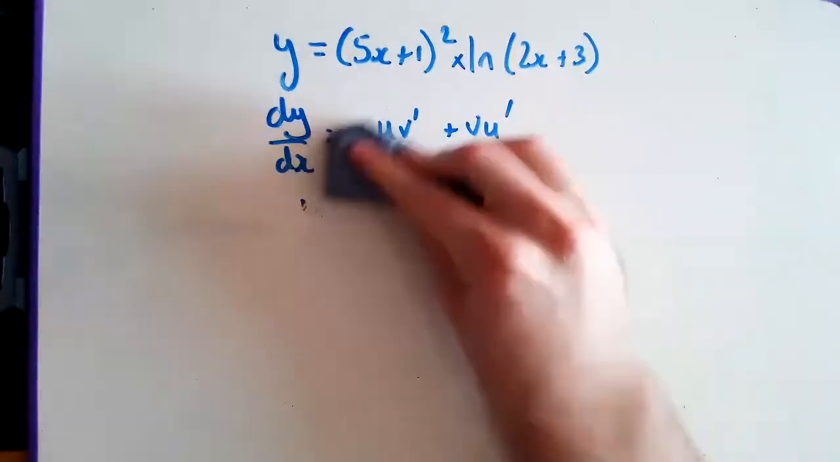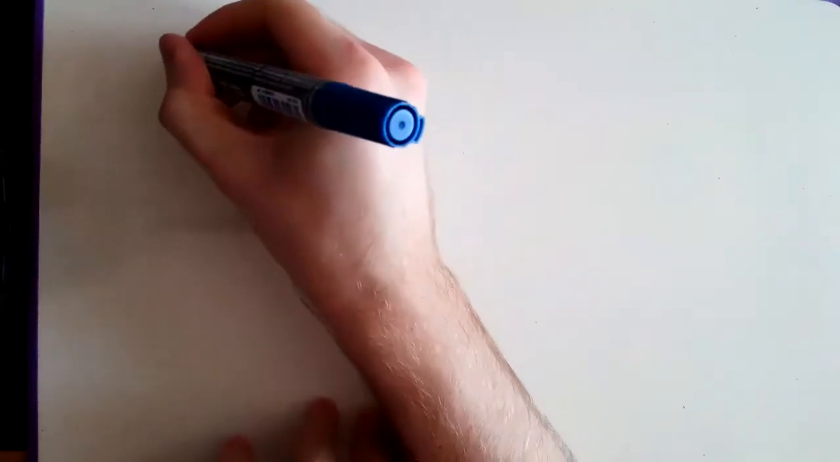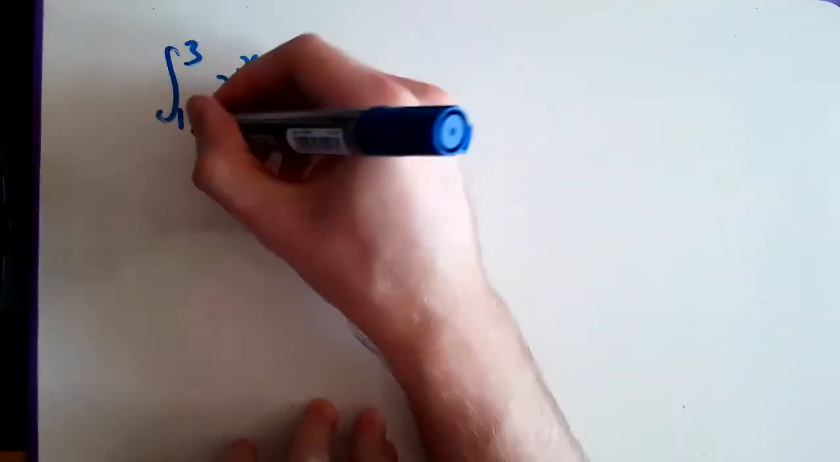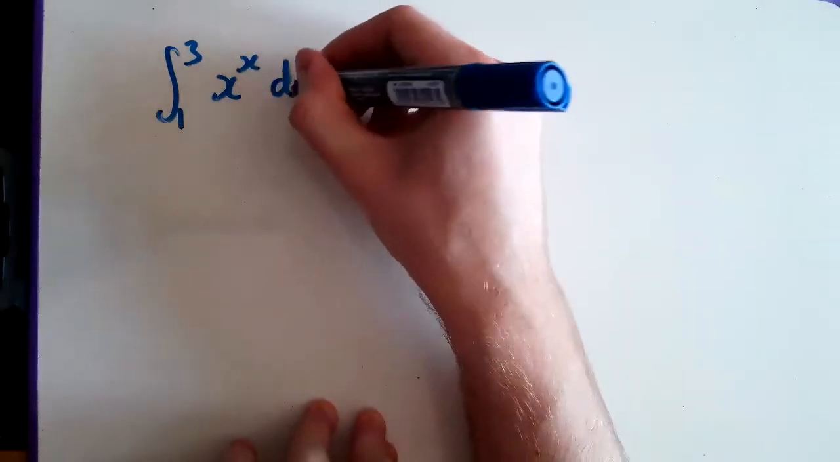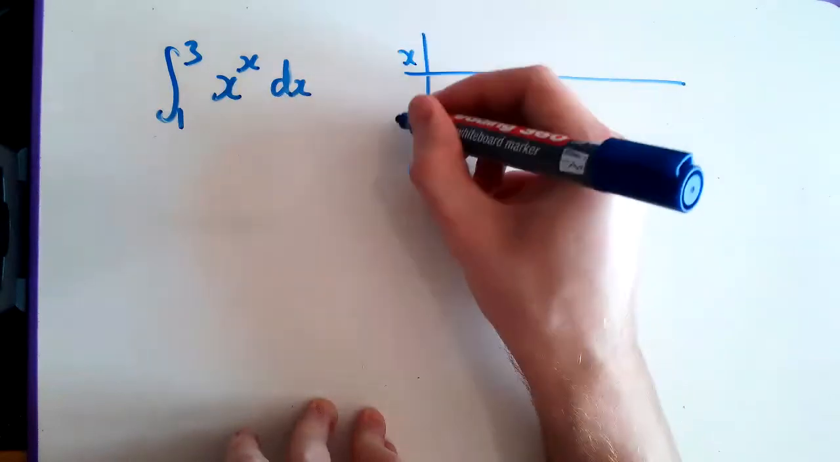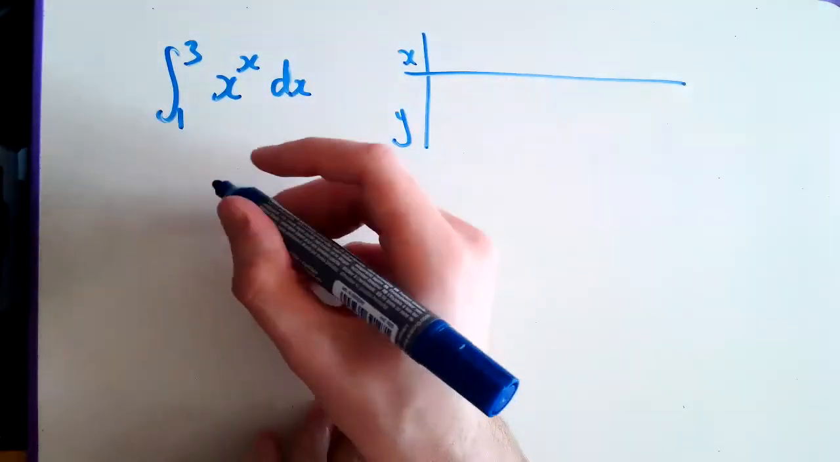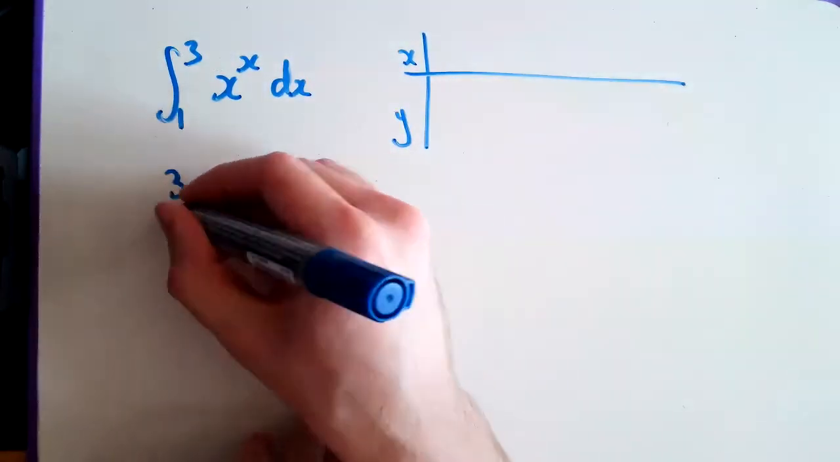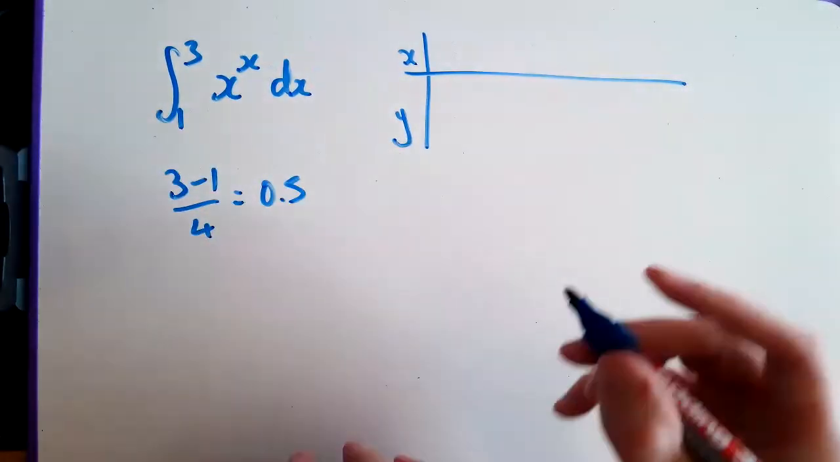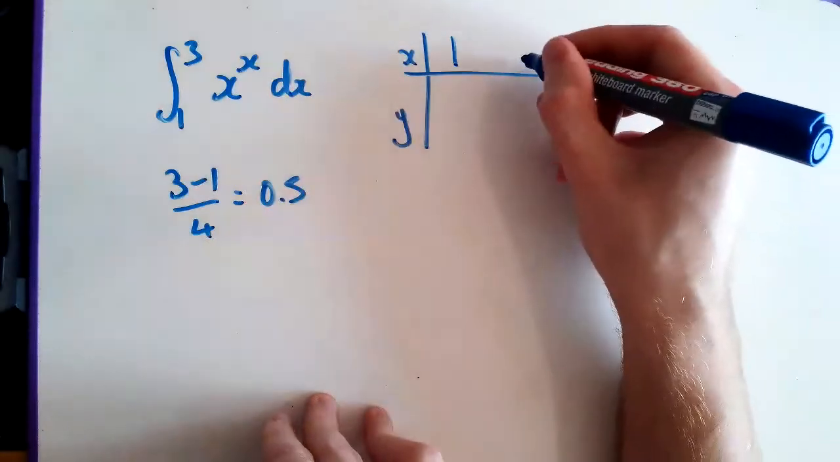Third one: use the trapezium rule with 4 strips to estimate the area from 1 to 3 of x to the power x dx. So we need the table, x, y. There's 4 strips, so (3 minus 1) over 4, that's 0.5. So h is 0.5. Let's start at 1 and go up in 0.5s.